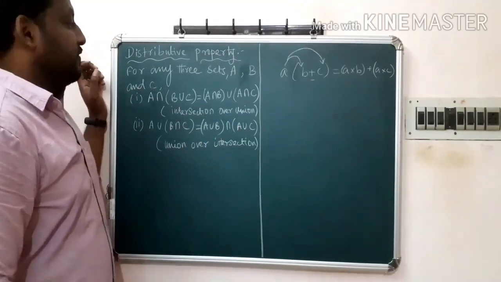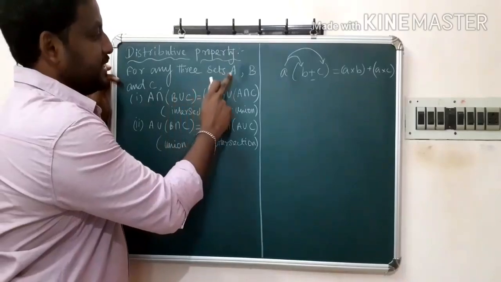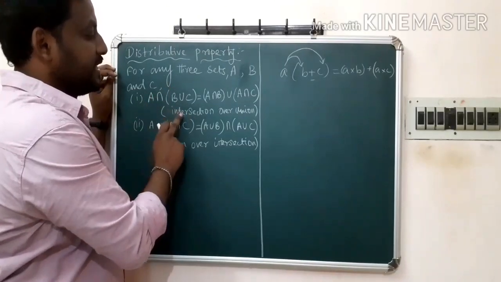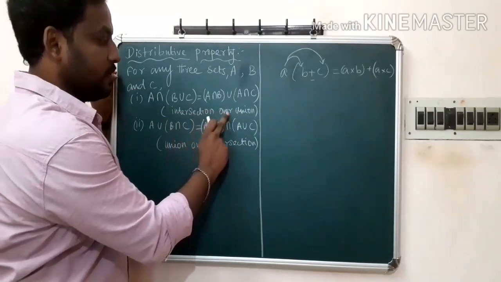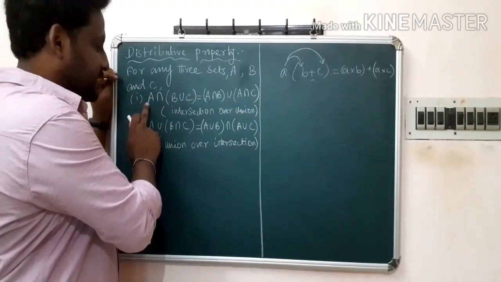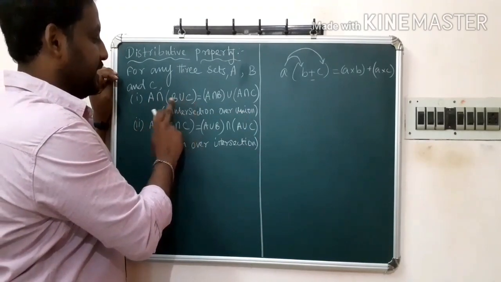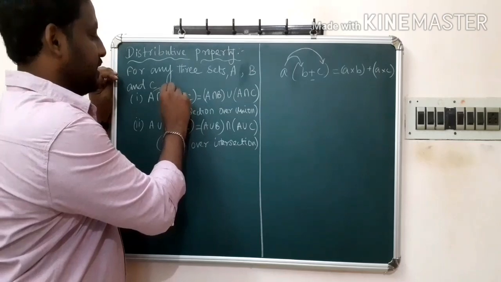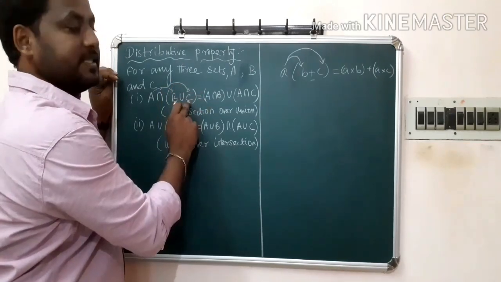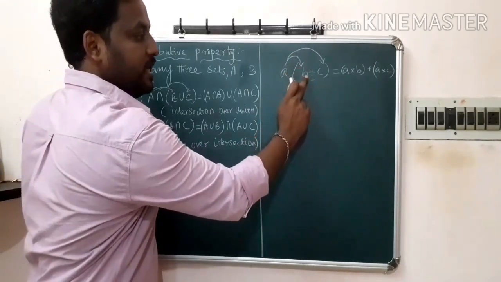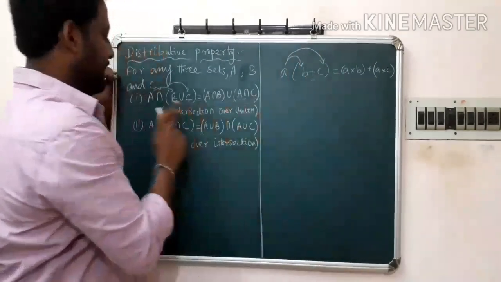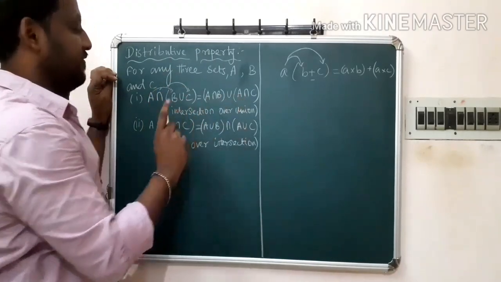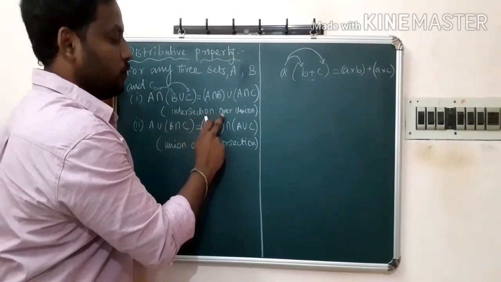So first property, for distributive property, for any three sets A, B, C. First one is intersection over union property. That is A intersection B union C is equal to A intersection B union A intersection C. Like that, A into B plus A into C. So that is the first property. This property is called as intersection over union.